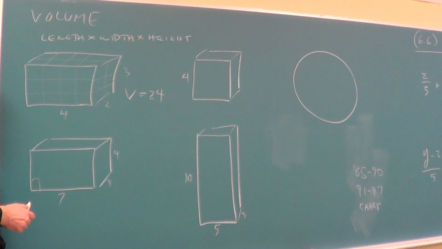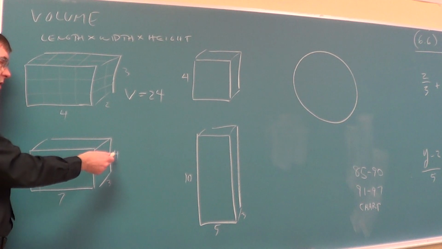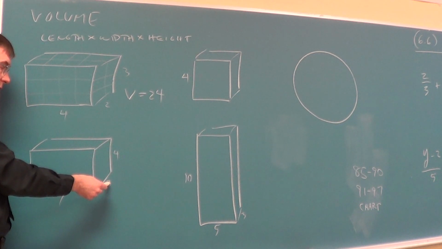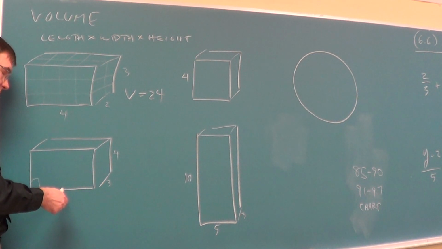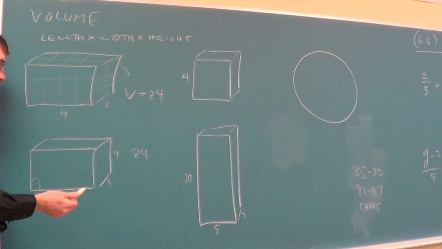84. 84 is correct. Does it matter what order you multiply? No. Personally, I'll usually do the littler ones. 4 times 3 is 12, because 12, I still know my times tables. 12 times 7, I think that's maybe the quickest way to get 84.